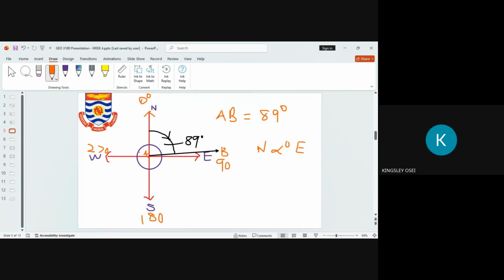So when you now look at this same line, AB, the 89, and in the quadrant, the north is there, the east is there. From the north, we move. That's the meaning of the definition of the bearing. From north, move towards the east. If I'm moving towards the east, then I'm following this line. That is 89. So what was going to be my answer is north 89 degrees east.